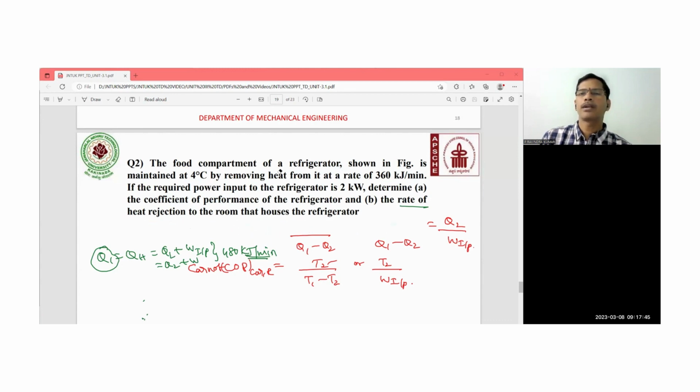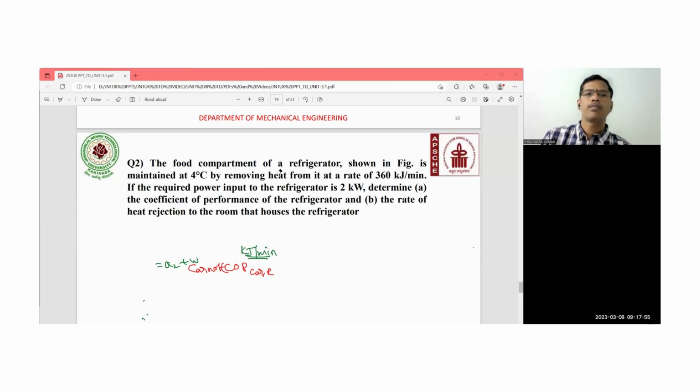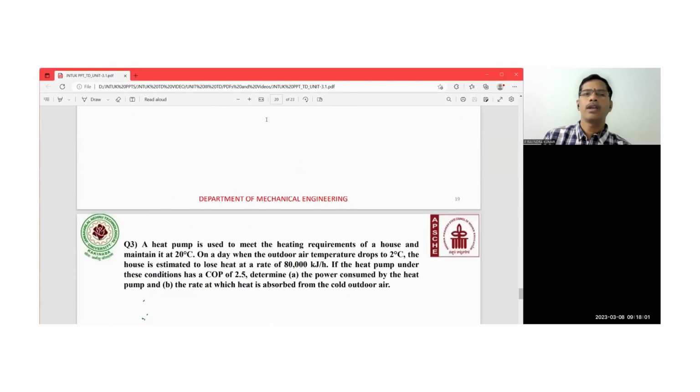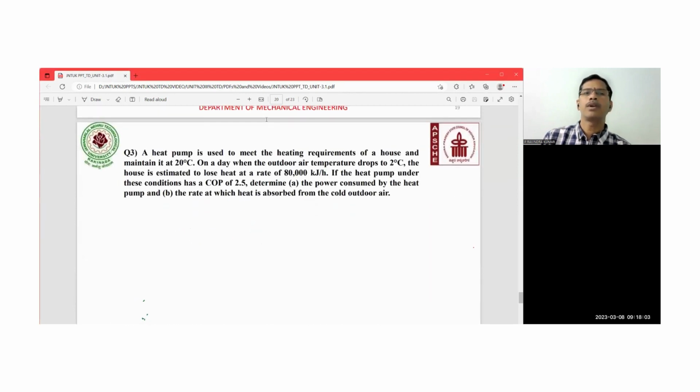Next, the part is going to be covered for the heat pump. So how are you going to solve the heat pump application for this particular site? So now come to the heat pump. This is the heat pump used to meet the heating requirement of a house.